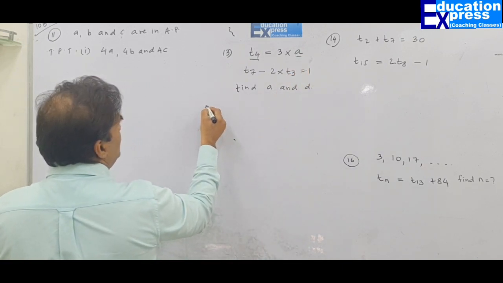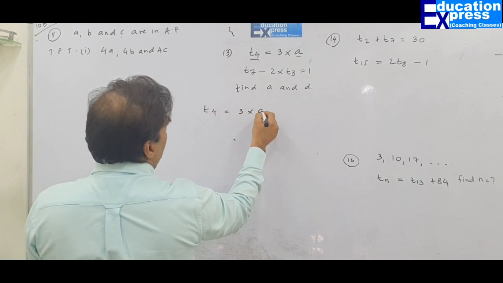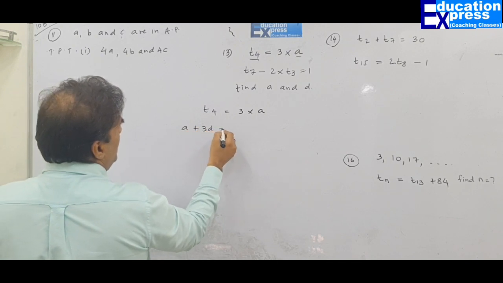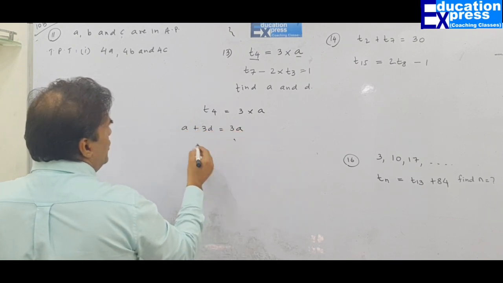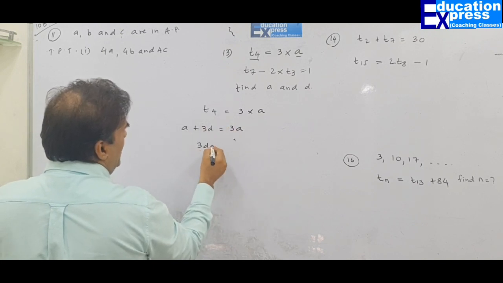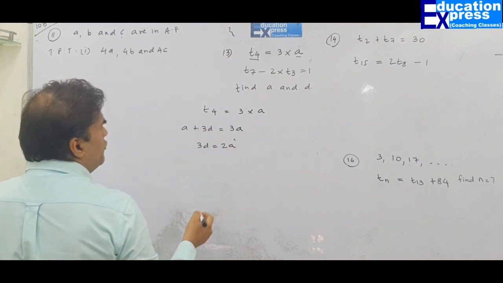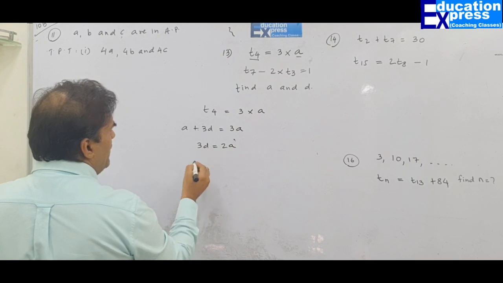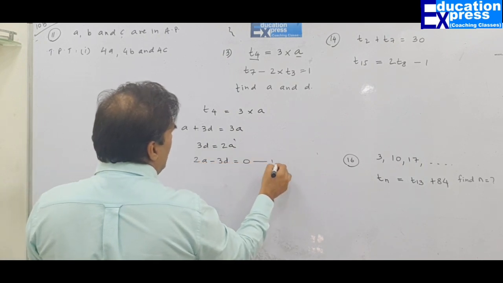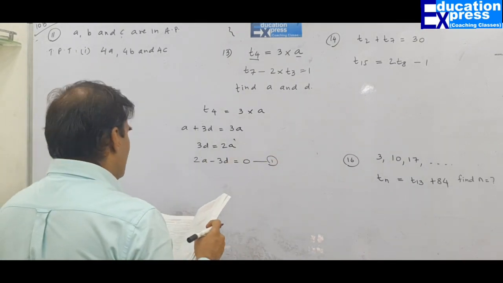So if I analyze it, the fourth term is 3 times the first term. The fourth term, a plus 3d, will be equal to 3a. So can I say, I am shifting this a to the other side: 3d equals 2a. If you wish, you can make it in the form of an equation: 2a minus 3d equals 0. That forms the first equation. Basic thing. Read further what it says.